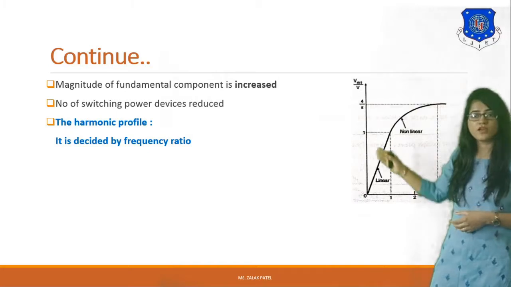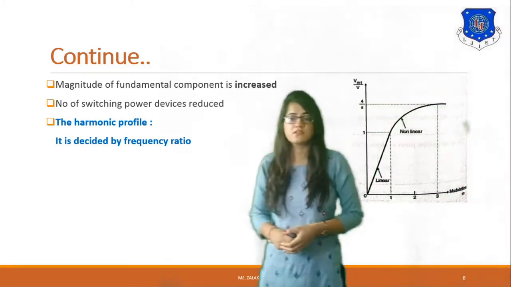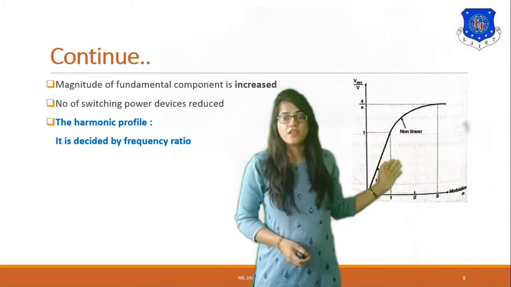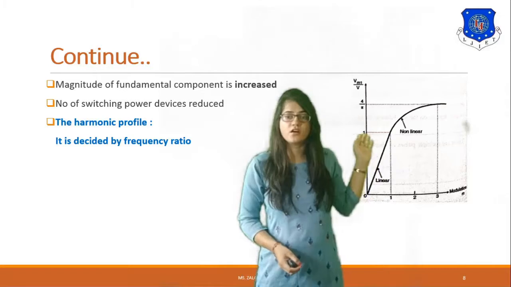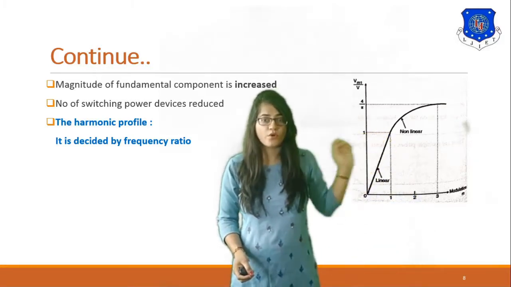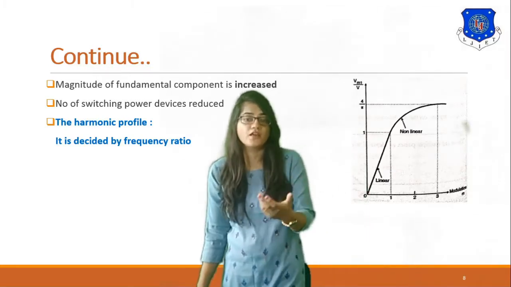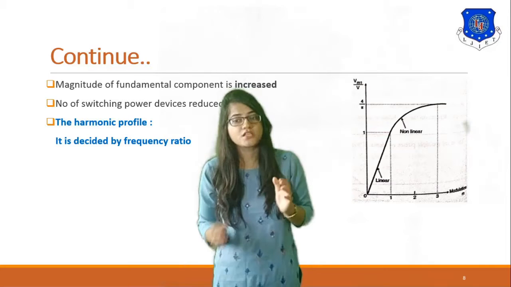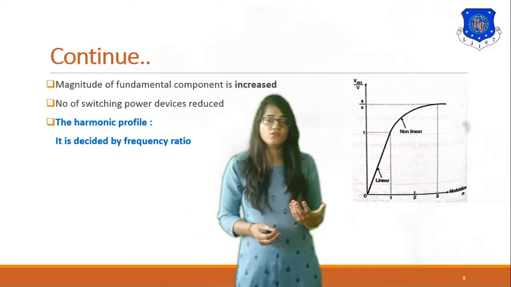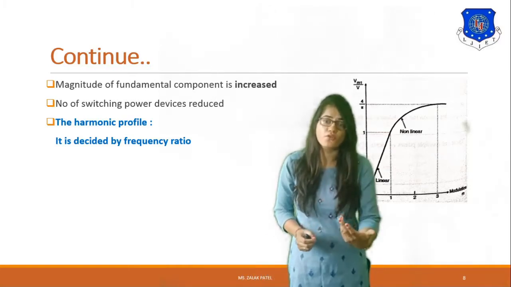In the harmonic profile, you can see that it is a graph of the voltage versus the modulation index. Modulation index is the ratio of FM and FC. So here, if you note, it is linear up to some point, and after that it becomes non-linear for the higher value of the RMS voltage as well as for the higher value of the modulation index. Now in this case, the major limitation is over-modulation.